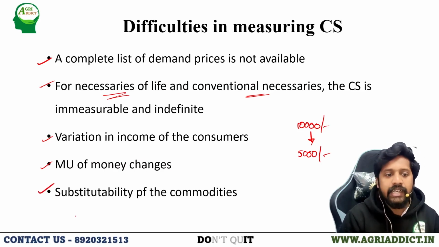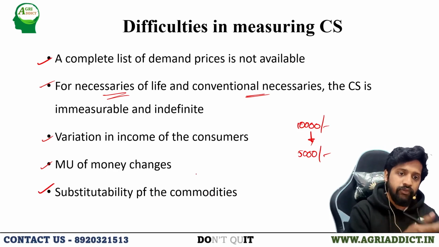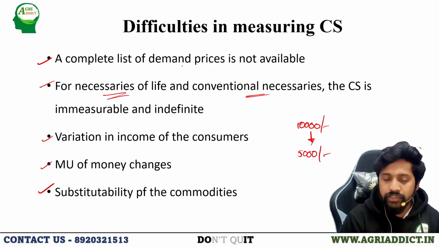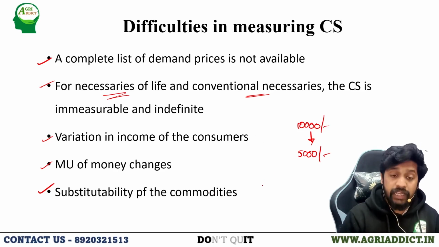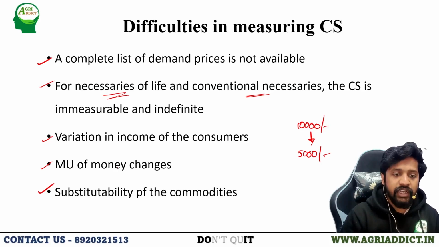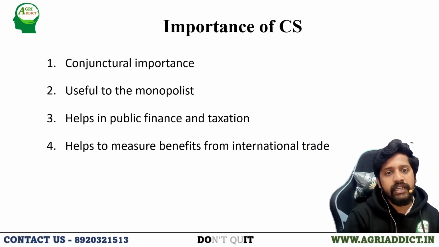And the fifth one is substitutability of the commodities. So here there was an assumption that the commodities shouldn't have any substitutes, but in practical situations there are many commodities. So when price increases and price decreases, we will be substituting this commodity with another commodity, right? So the substitutability of the commodity is also becoming a difficulty in measuring the consumer surplus.